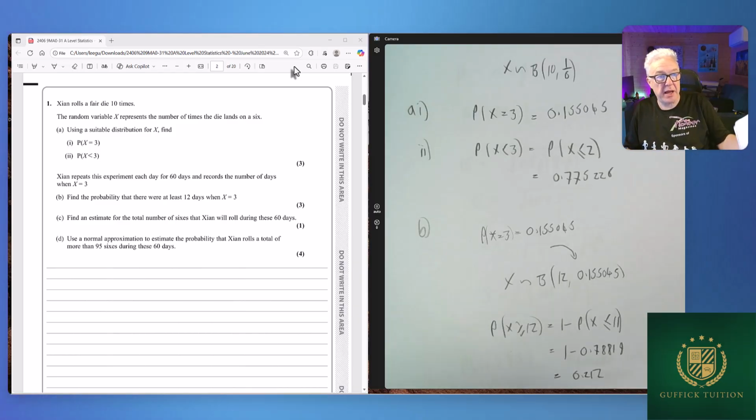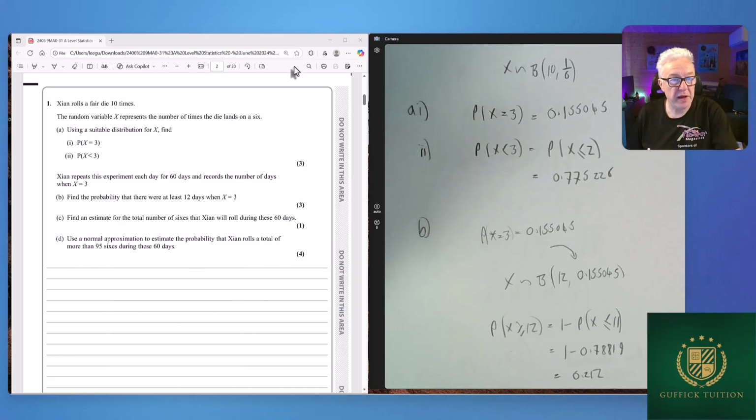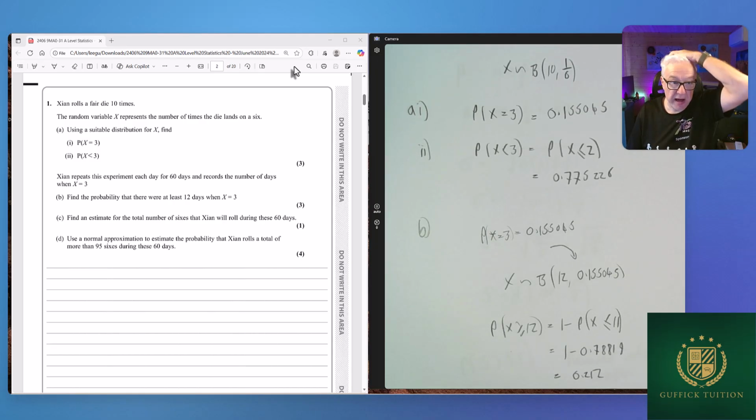I believe the correct Cantonese pronunciation of that name is 𝗀. So 𝗀 rolls a fair dice 10 times. The random variable x represents the number of times that the dice lands on a 6. Using a suitable distribution for x, find the probability that x is equal to 3.